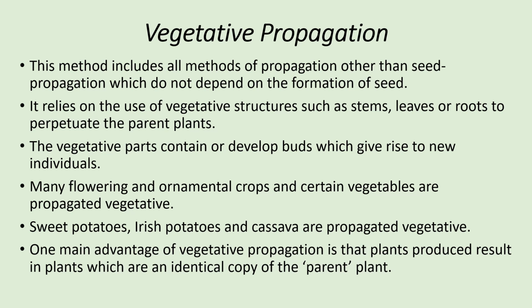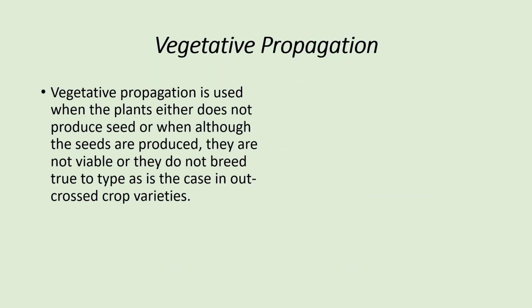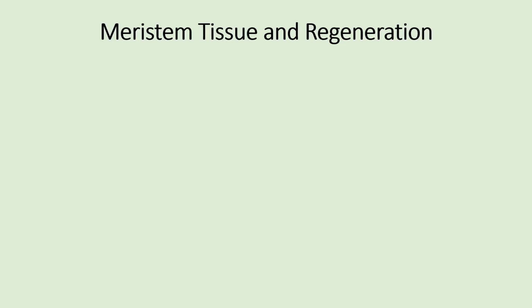One main advantage of vegetative propagation is that plants produced are an identical copy of the parent plant. Vegetative propagation is used when the plant either does not produce seed or when, although the seeds are produced, they are not viable or they do not breed true to type, as is the case in outcrossed crop varieties.